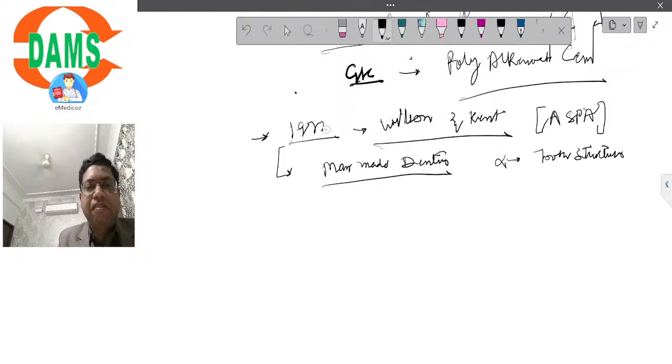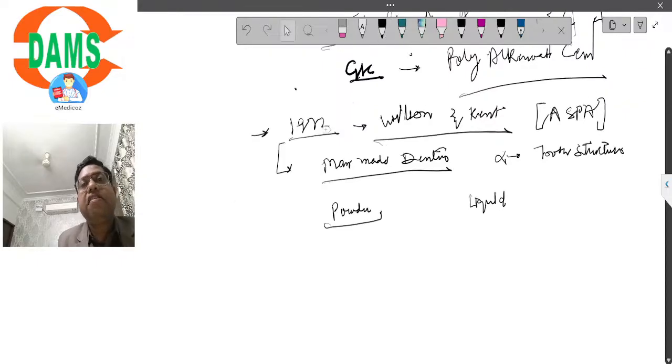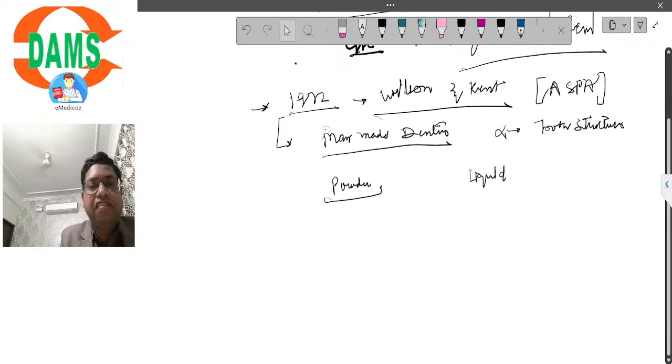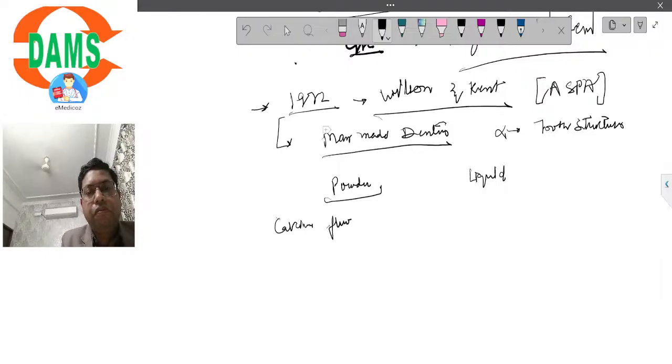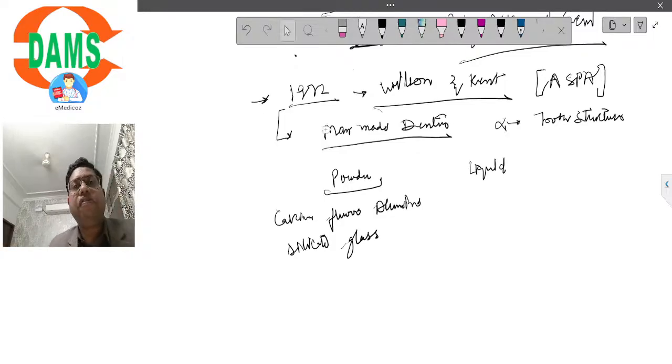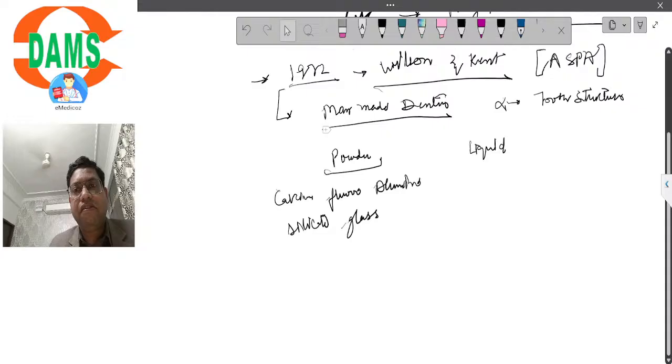Now, this glass ionomer cement is available as a powder and liquid system. The powder is nothing but, as the name indicates, glass ionomer. It is calcium fluoro alumino silicate glass.